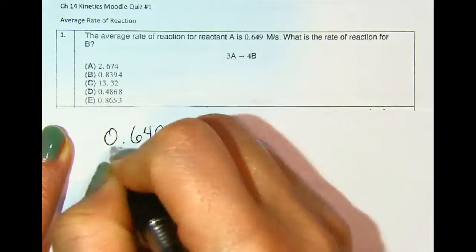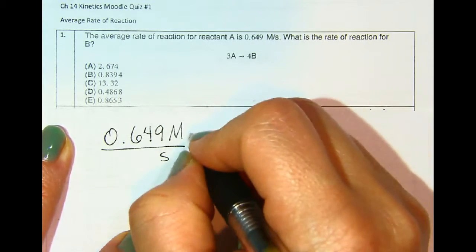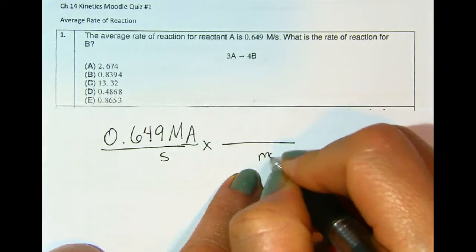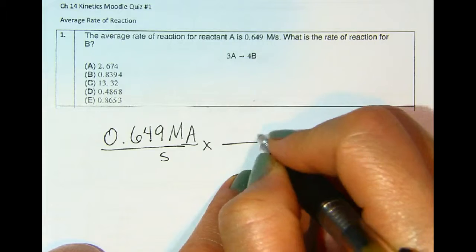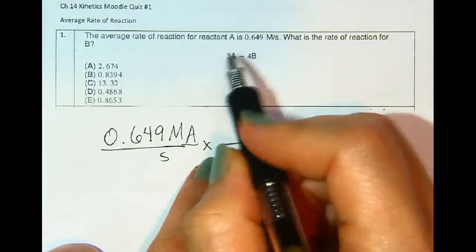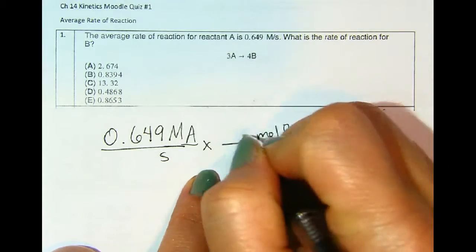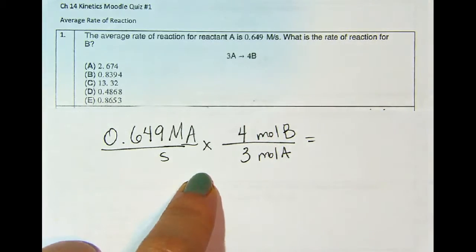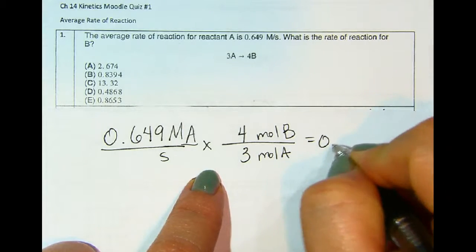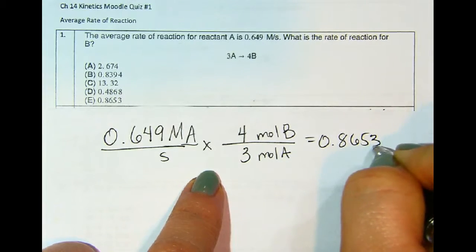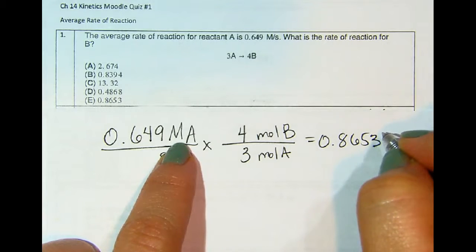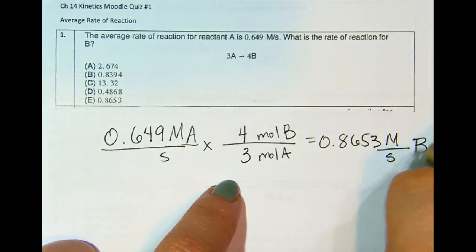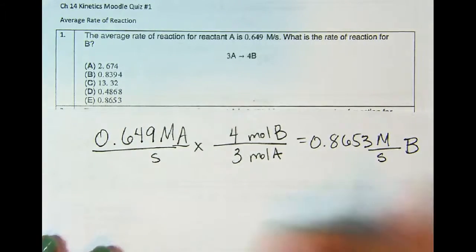0.649 molarity per second of A times, draw a line, bring down moles of A, and we'll go to moles of B. 3 moles of A equals 4 moles of B, and so this will leave us with 0.8653, and you're going to be left with molarity per second of B, and this would be letter E.